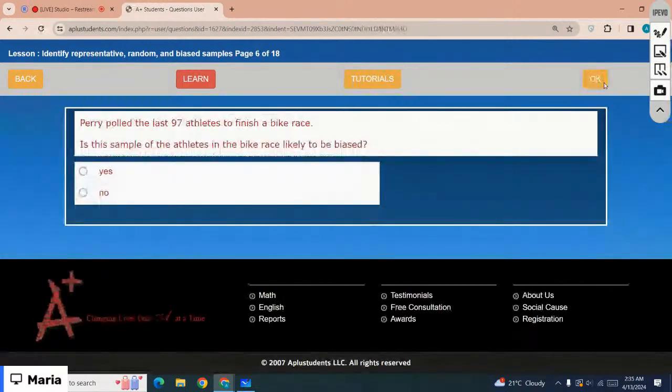Perry polled the last 97 athletes to finish a bike race. Is the sample of the athletes in the bike race likely to be biased? Which is the correct option? The correct option is yes, they are biased.